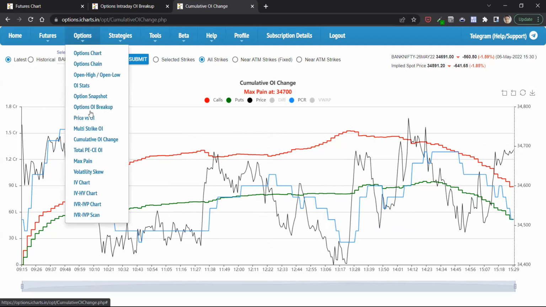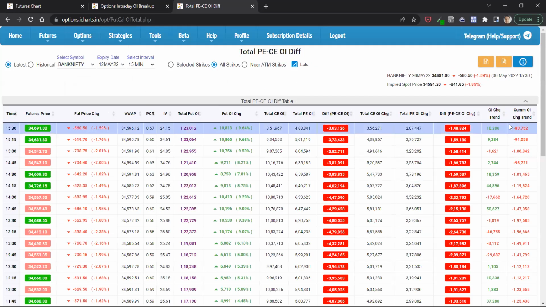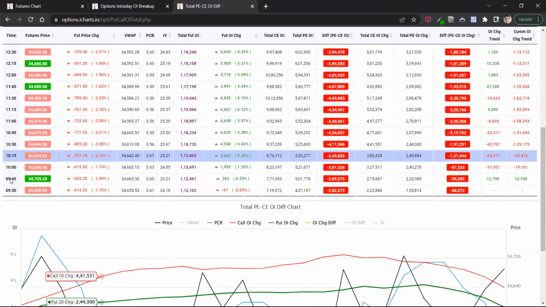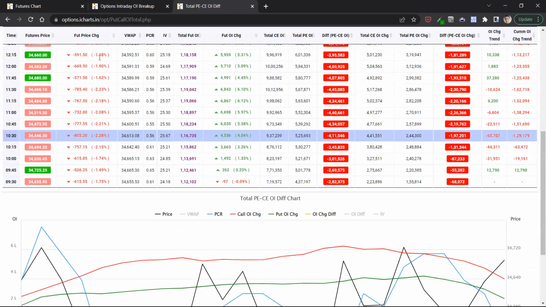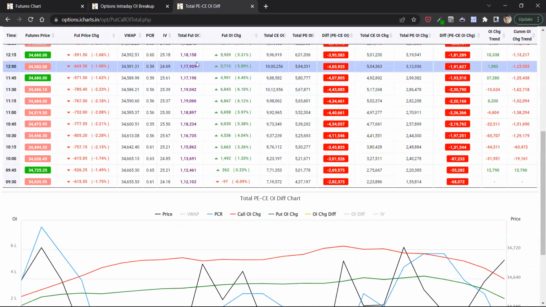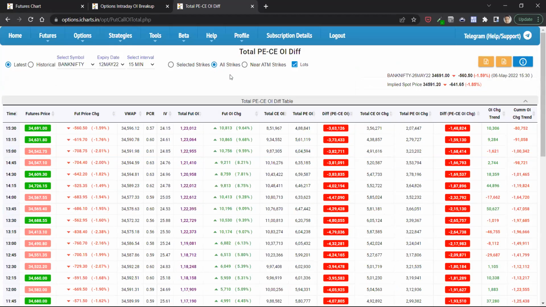Now, let us jump to the similar tool. I said this is similar to this, but there are a few other points in this. So let us go here. Now, whatever time frame you have selected here, it will give you the futures price, VWAP, PCR, IV, then futures OI change, and then for this script, the total OI based on what you have selected here. I have selected all strikes, so this total call OI, total put OI is for all strikes of this script.